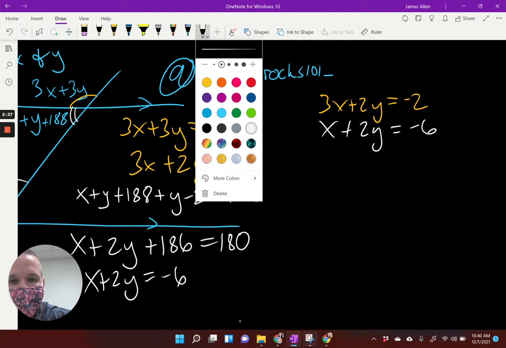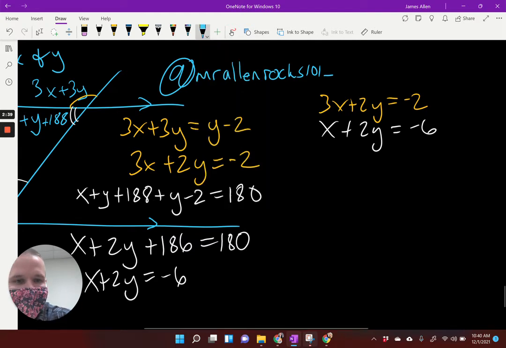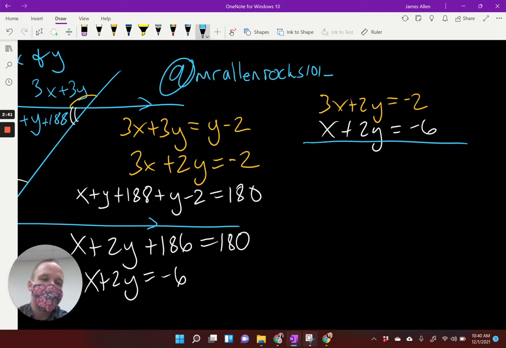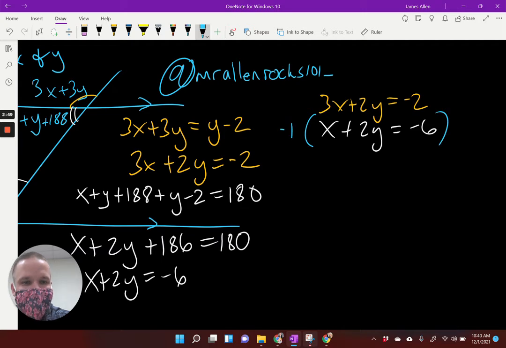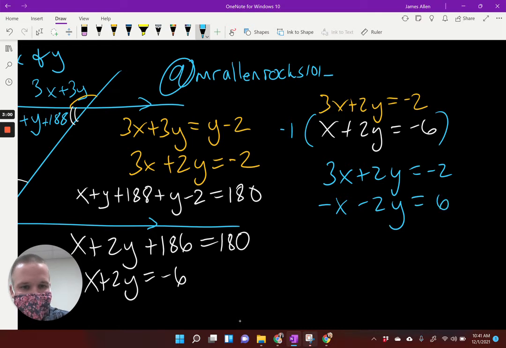I'm going to swap back to, we'll say, light blue. All right. What do I need to do here? Well, it looks like I want to use the elimination method. I'm going to go ahead and erase that line, but I'm going to multiply the second one here by negative 1. That way I get my y's to cancel out. So my new equation is going to be still 3x plus 2y equals negative 2. But then I'm going to have negative x minus 2y equals 6. This is ready for the elimination method.